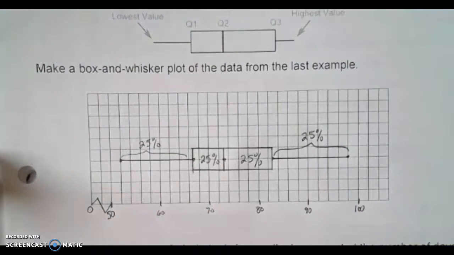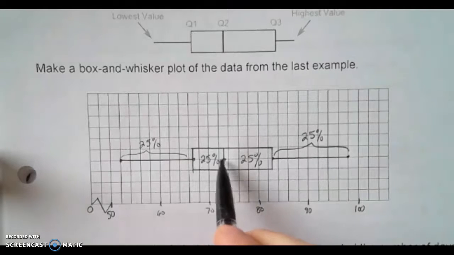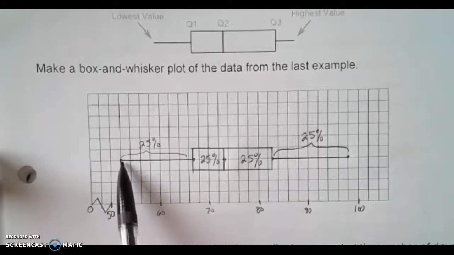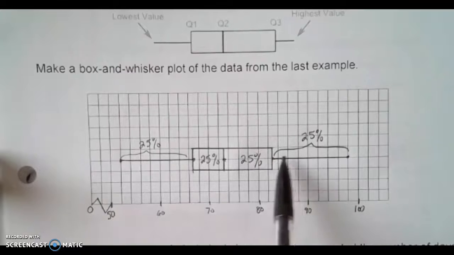Okay? A common mistake. People think, well, this is a smaller section here, so there's not as much data. That's false. Okay? Each part contains the same amount of data. Okay, so again, this is 25%, this is another 25, this is another 25, and this is the last 25% of your data.